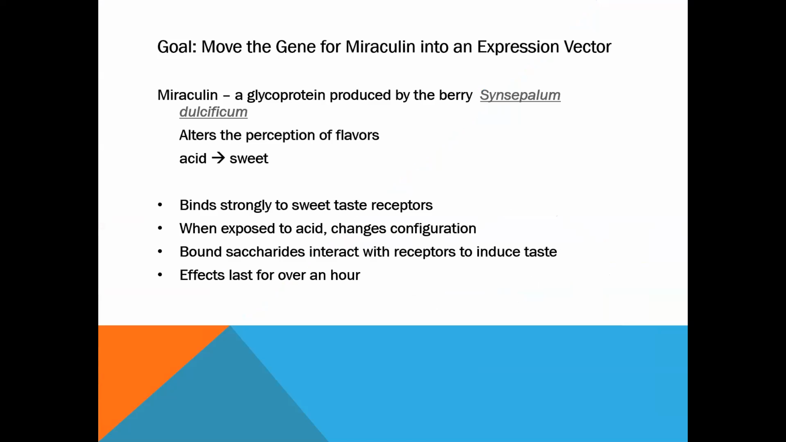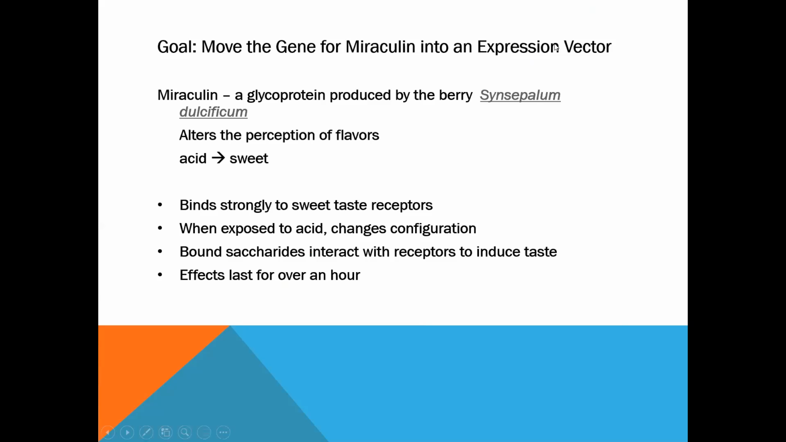So miraculin is a protein that is produced by a berry that if you eat it, it makes things that are normally really acidic taste sweet. So you could actually get it in little pill forms and they last for about an hour. It's just an interesting thing. It has nothing to do with this apart from the fact that it's a gene that you can move around.